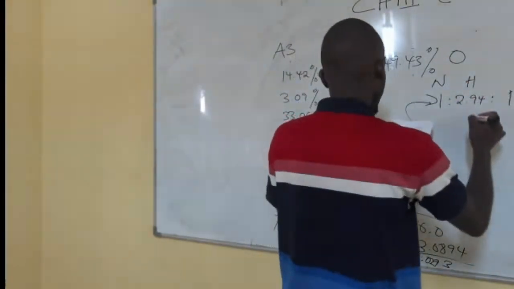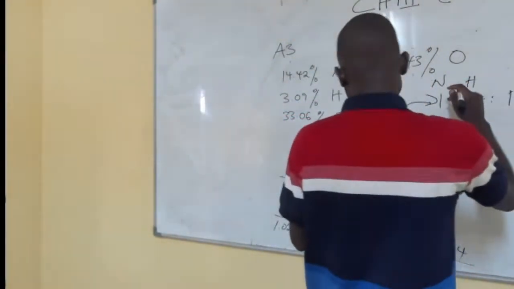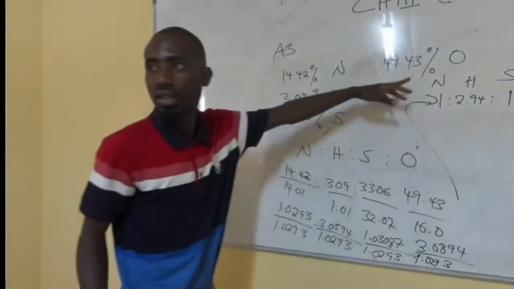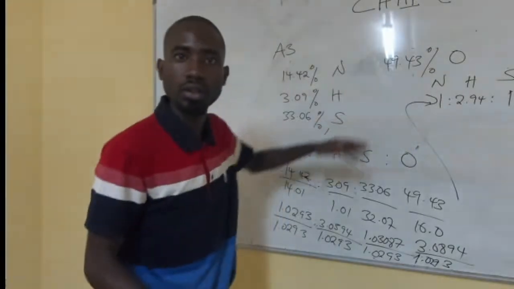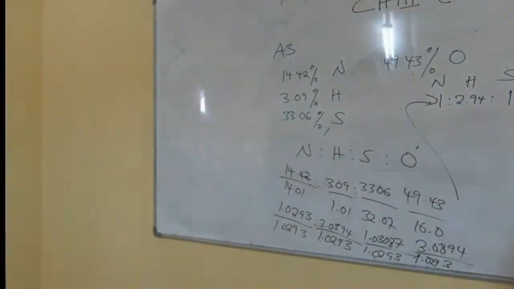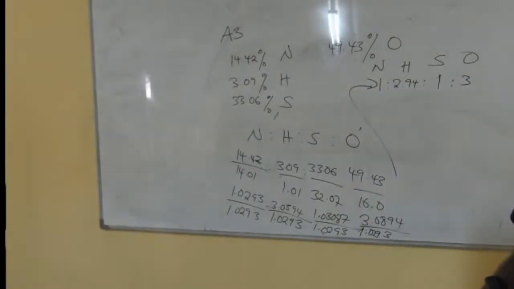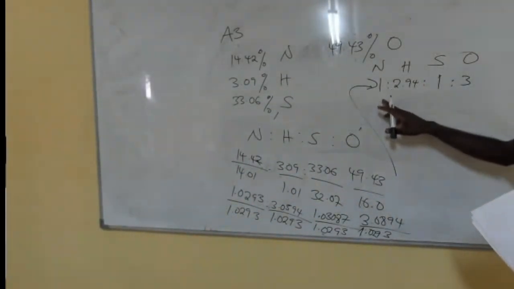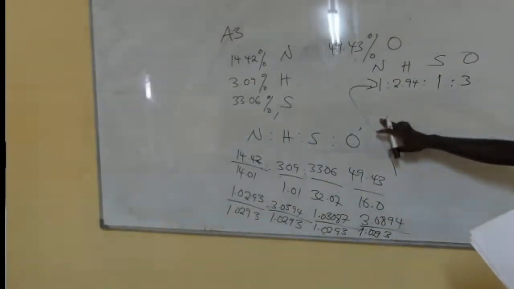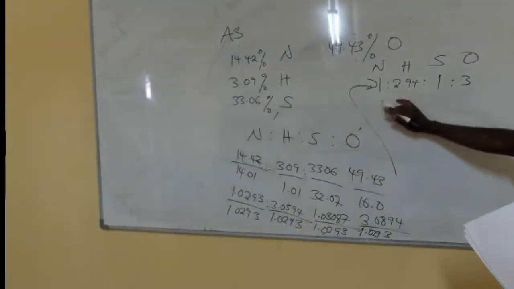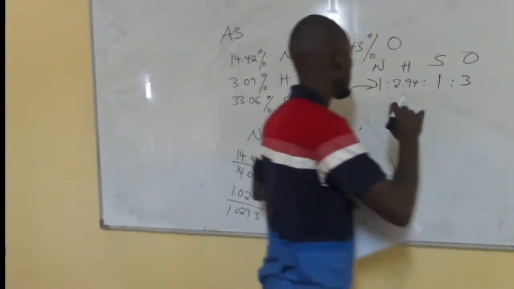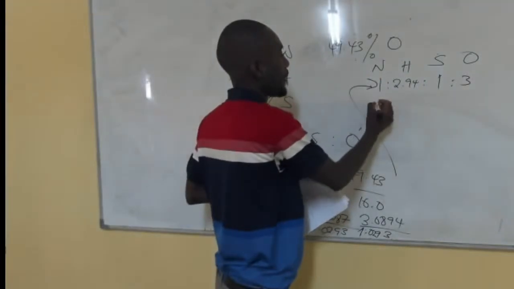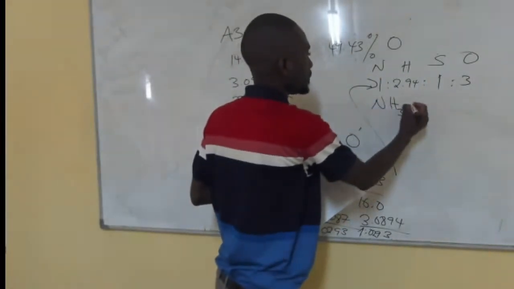H, then hydrogen. You have S, then oxygen there. So have you seen the representations now? These are the representations. So you are going to say, in this case, NH3SO3.